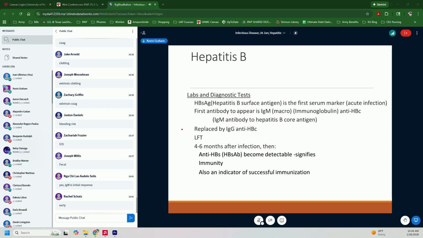Then the first antibody to appear is the IgM. And that is, however, against the hepatitis B core antigen. So hepatitis B surface antigen is the first to appear. Shortly after that, we will get IgM antibodies, so antibodies to the hepatitis B core protein. LFTs can be elevated, and then after a while, we can get antibodies to the surface molecule as well.